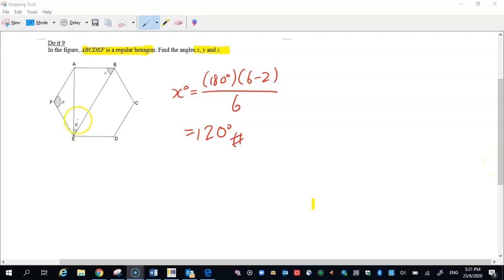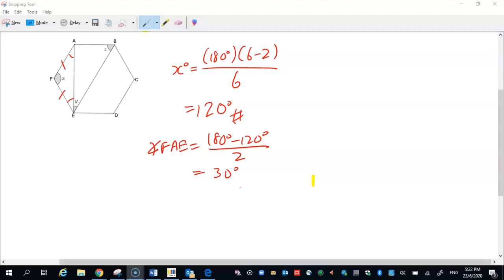Now in order for you to find y, you need to find this angle first, this angle and this angle. In order to do that, you need to use the fact that this triangle is an isosceles triangle. So therefore, angle FAE equals 180 degrees minus 120 degrees, divided by 2. This will give you 30 degrees. Then with that, y degrees is basically equal to 30 degrees due to alternate angles.